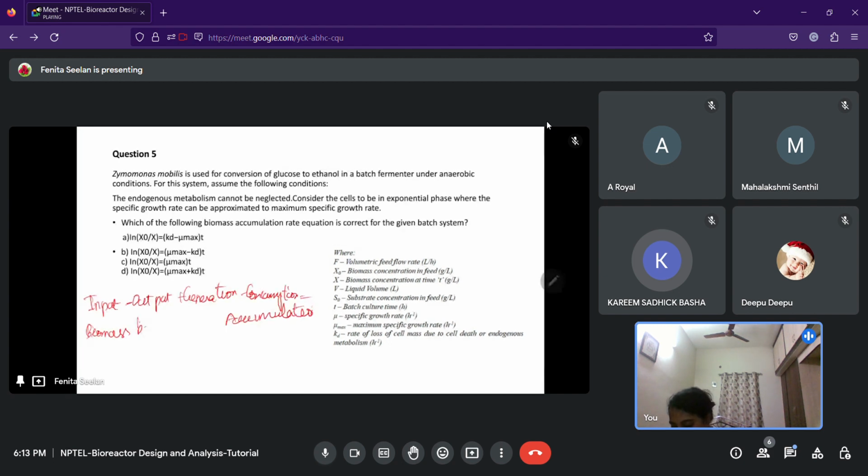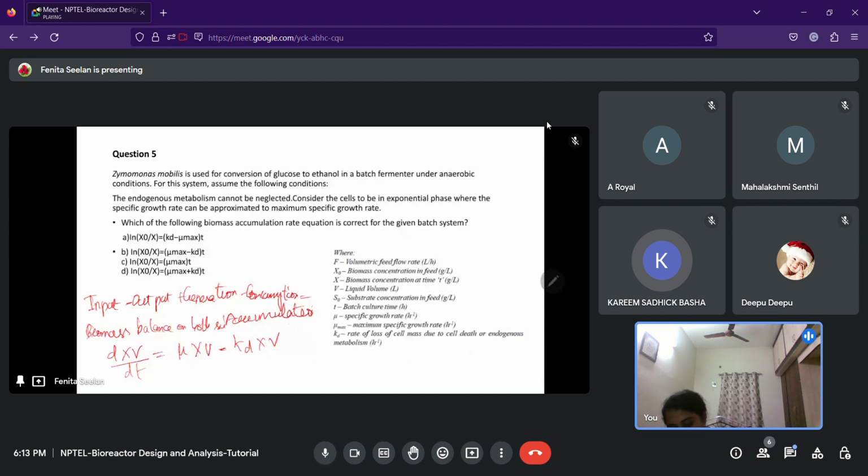So when we do biomass balance on both sides, it would be dXV divided by dt equal to mu XV, as they have given that we cannot neglect our endogenous metabolism. We have to include that term also, where the terms are mentioned here. Whatever terms we are using here, it is mentioned on the side. So Kd is the rate of loss of cell mass due to cell death or endogenous metabolism. We have included that also.